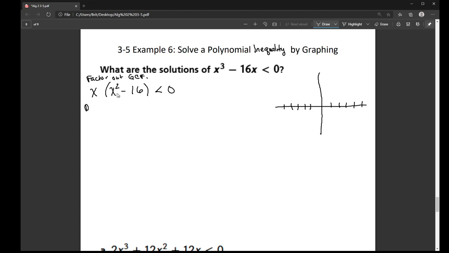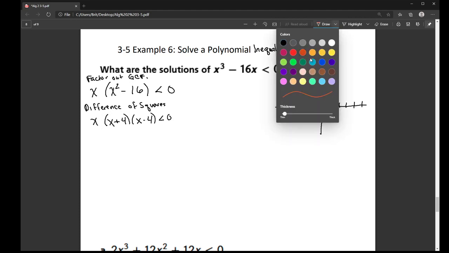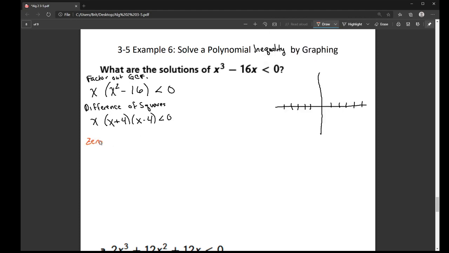So now I recognize with the x squared minus 16, I have a difference of squares. And so I'm going to use that difference of squares to break up that set of parentheses. So this turns into x plus 4 and x minus 4. So the zeros here, I'm going to take each of these and set them equal to 0. I have x equals 0, x plus 4 equals 0, so x is negative 4, and x minus 4 equals 0, so x is positive 4. And I'm going to go ahead and put those on our graph.